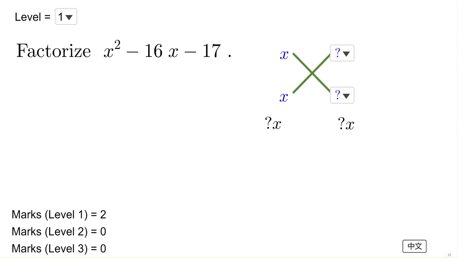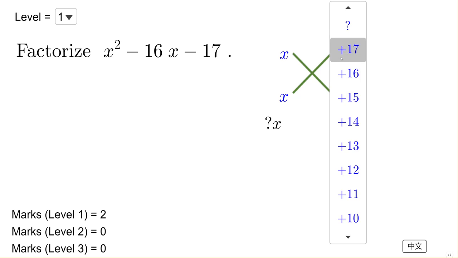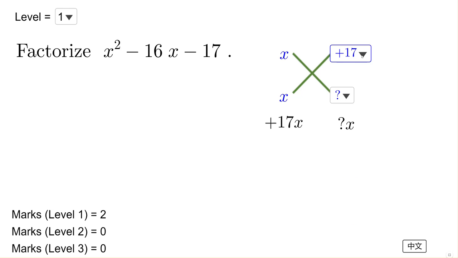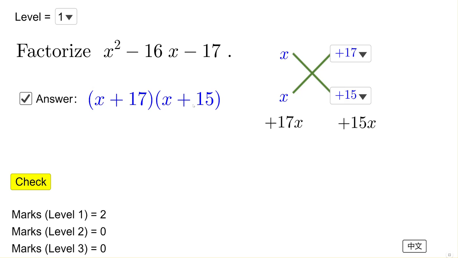Okay, welcome back. The way a cross frame works is that the two individual terms of each binomial are keyed in here. I'll just give you an example: x plus 17 by x plus 15. It'll look like this. Now they're not correct, I just keyed them in randomly, and that will not work out. 17 and 15 is not minus 17. So let's get working on this.